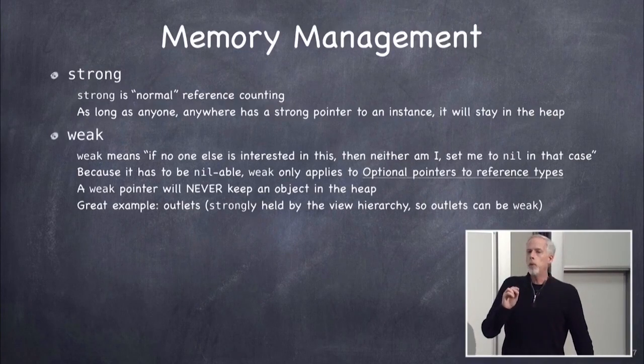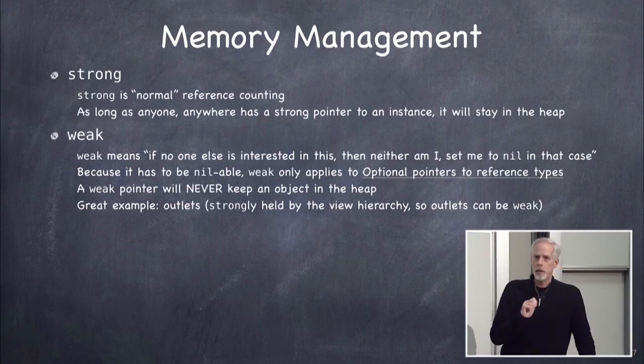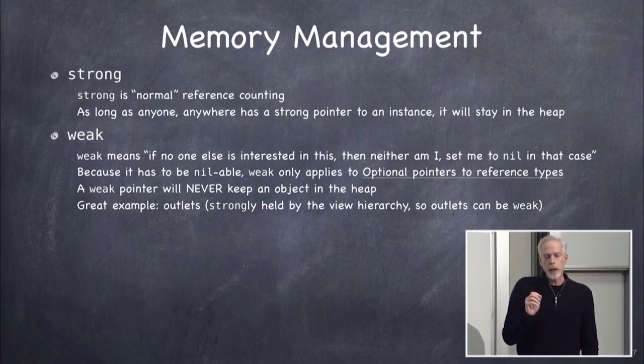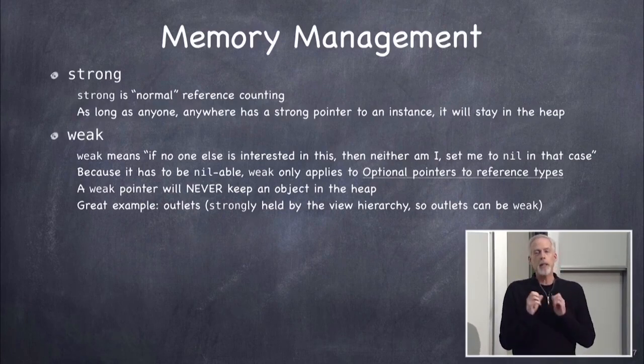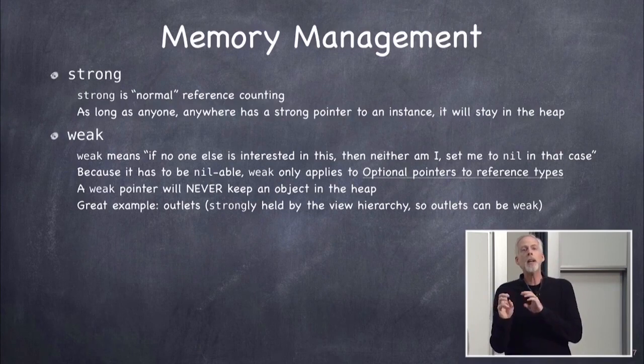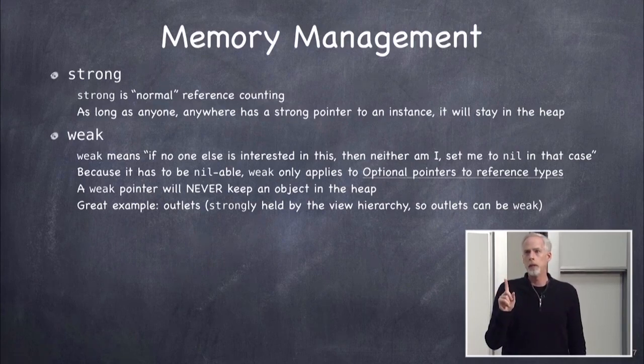Then there's weak. Now weak is a really interesting keyword in Swift. When you put weak on top of a var, it says, well, I'm looking at this thing in the heap, but if no one else is interested in it, then you can throw it out of the heap and set me to nil. So weak only works with what type?